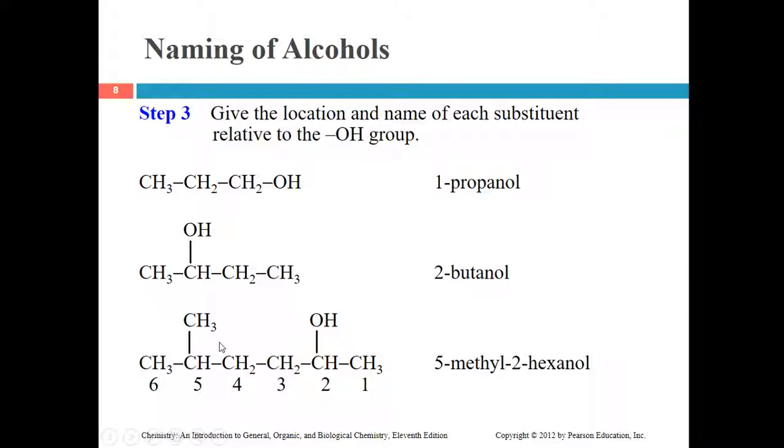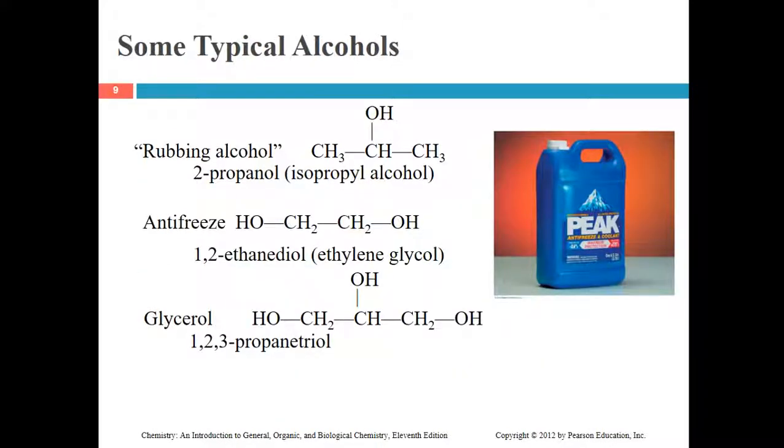However, on this last one, we now have a substituent that we need to name the location of, and so the OH takes precedence, so that means we must name from this side that has the OH closest to the end, so we number 1, 2, 3, 4, 5. So 5-methyl-2-hexanol. Now, if the OH on our propanol is on the second carbon, we would name it 2-propanol.